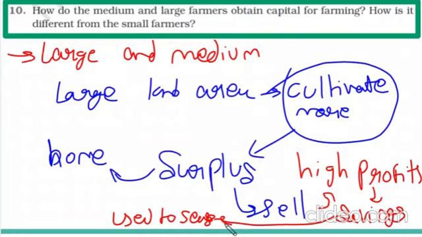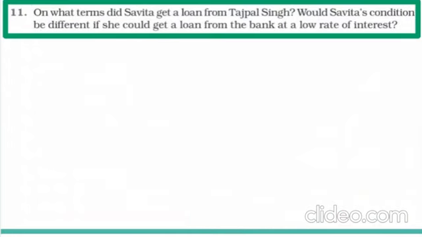So this is the 10th answer. Now, 11. On what terms did Savita get a loan from Tajpal Singh? Would Savita's condition be different if she could get a loan from the bank at a low rate of interest? Now, who is Savita, who is Tajpal and everything?